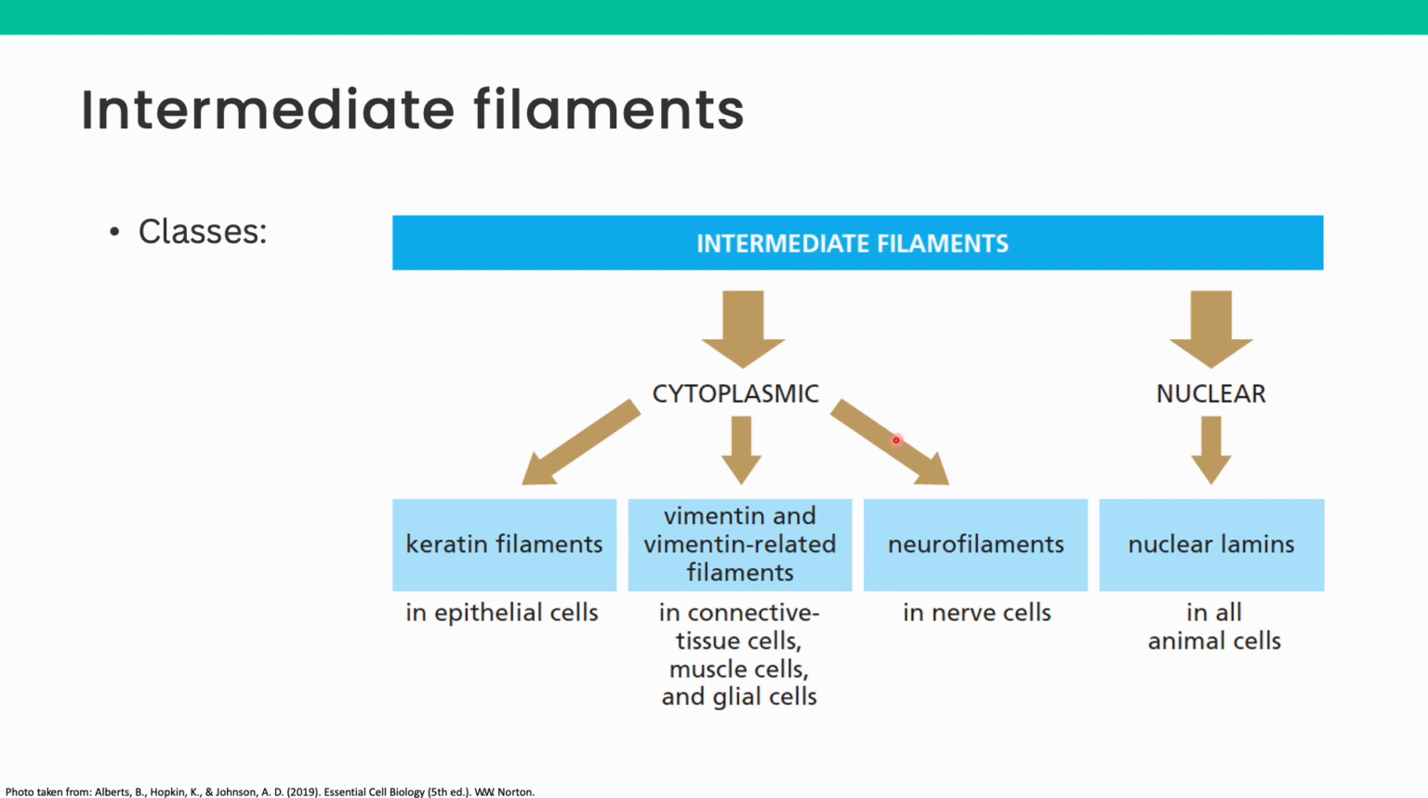These are the cells in our skin, the bases of our hair and our nails, and in our different mucosal linings. Then we also have vimentin and vimentin-related filaments, which we can find in connective tissue cells, muscle cells, and glial cells. Finally, we have our neurofilaments, which can only be found in nerve cells. For all animal cells, since all animal cells have nuclei, then they all contain our nuclear lamins.